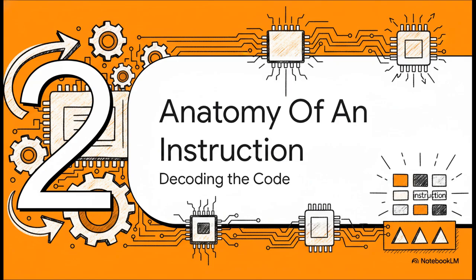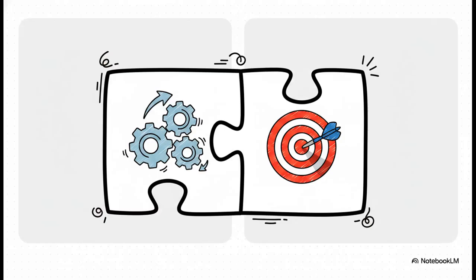Moving on to Section 2, Anatomy of an Instruction. Let's decode the code. For your exams, you absolutely have to nail this split. Every single instruction is made up of two distinct halves. On the left, we have the opcode. This tells the CPU exactly what operation to perform, like load or add. On the right is the operand. This tells the CPU what to actually apply that operation to.